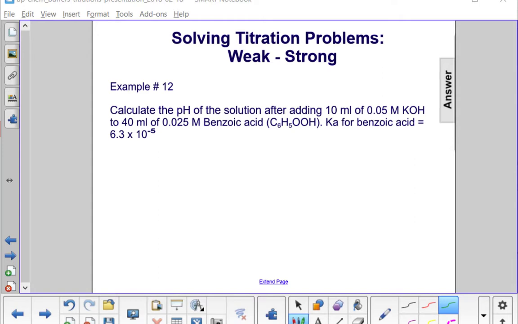Example number 12. Calculate the pH of the solution after adding 10 milliliters of 0.05 molar KOH to 40 milliliters of 0.025 molar benzoic acid. The Ka for benzoic acid is 6.3 times 10 to the minus 5. So the first thing we have to do is find out what the volume to the equivalence point is, and then decide is that 10 milliliters before, at, or after the equivalence point.